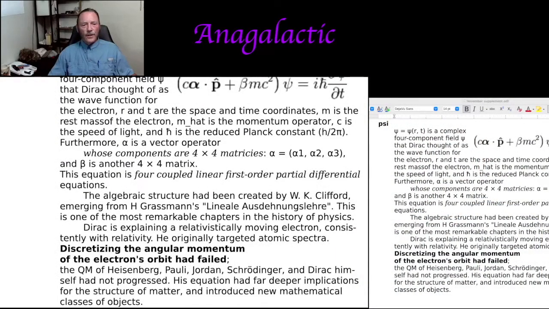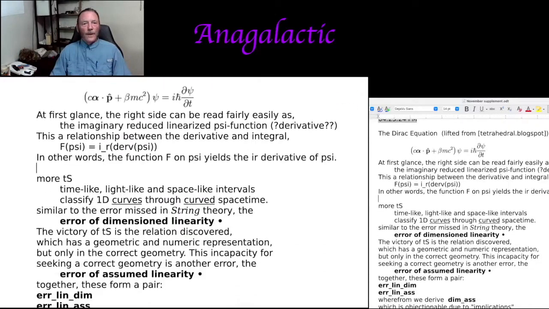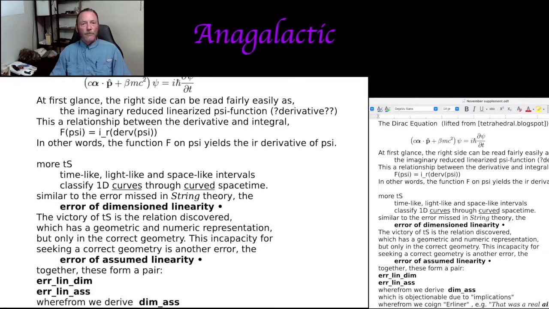Now this is another page. I just want you to see this. All right, it's tetrahedral.blogspot. Okay, so there's our equation right there, and here's how to read it. The right side can be, right, gone through that. So I'm going to go down here. Right here.